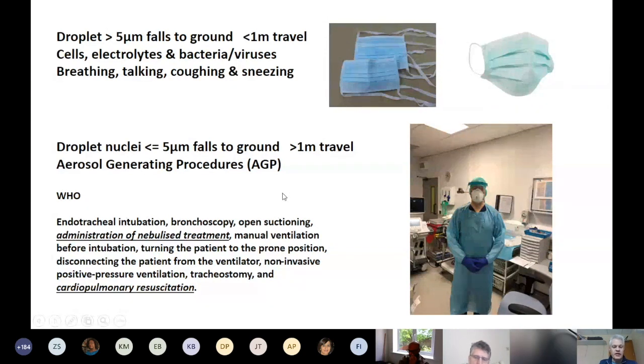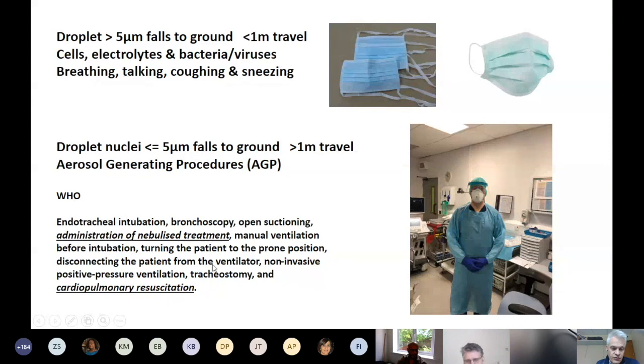Droplet nuclei are particles of less than 5 microns. Sorry, there's an error there: it says fall to the ground, and that's incorrect, that's because I did a copy and paste. They don't fall to the ground, and they will travel greater than a meter. They are generated by aerosol generating procedures. I've listed a few; it's not comprehensive, but they're most of the relevant aerosol generating procedures as defined by the WHO.